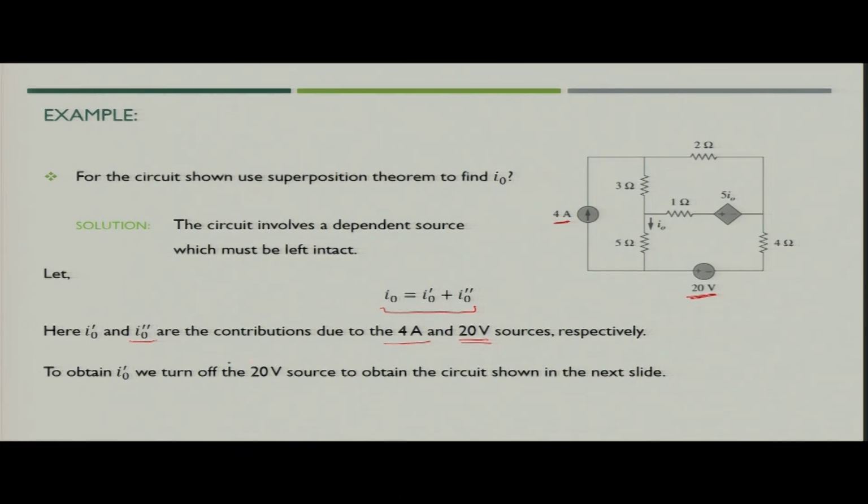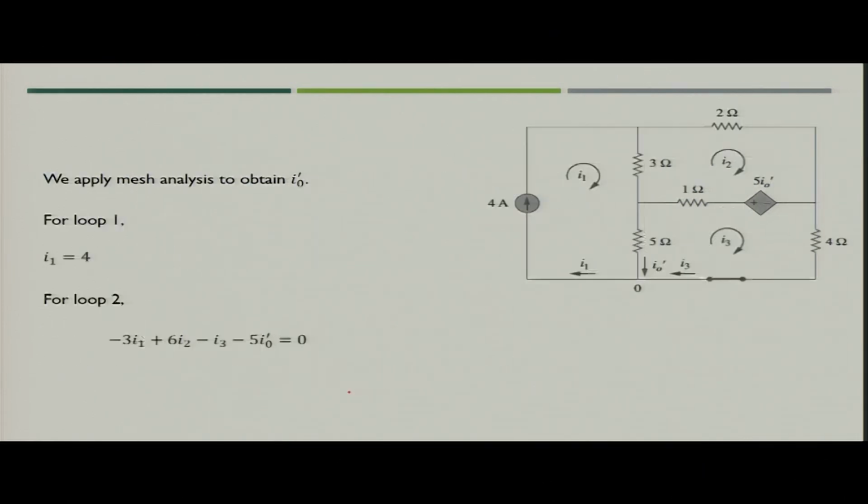Now, to obtain first I naught dash, what do we have to do? We have to short circuit the 20 volt voltage source. So, we will get this circuit where we have short circuited the voltage source.